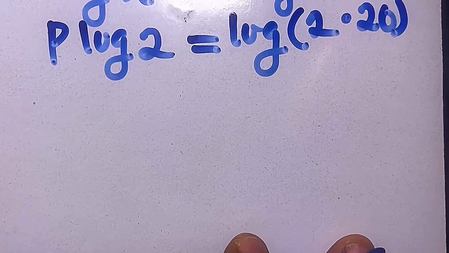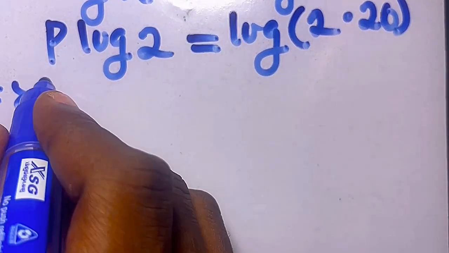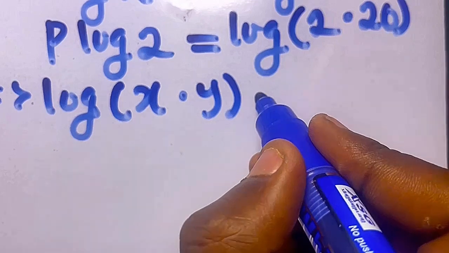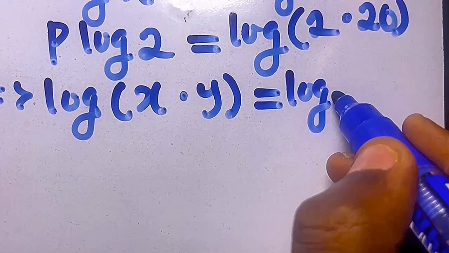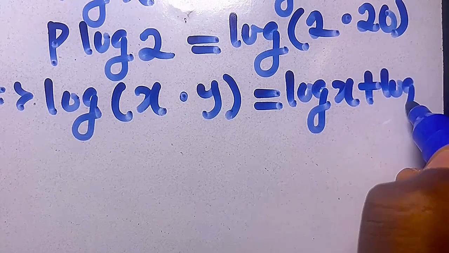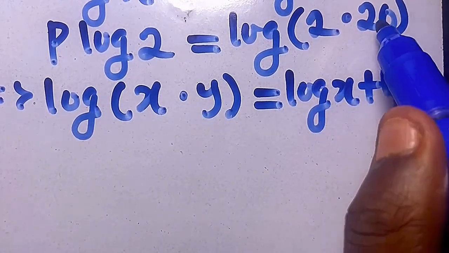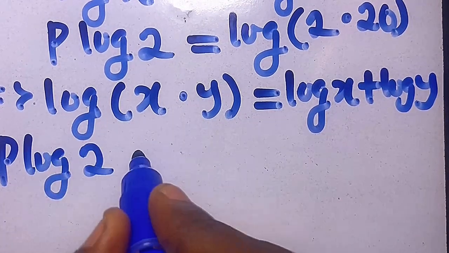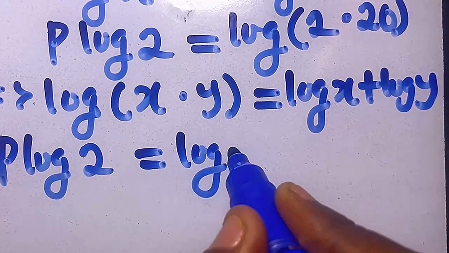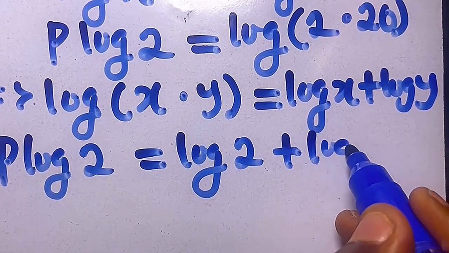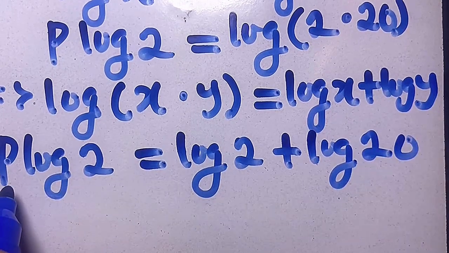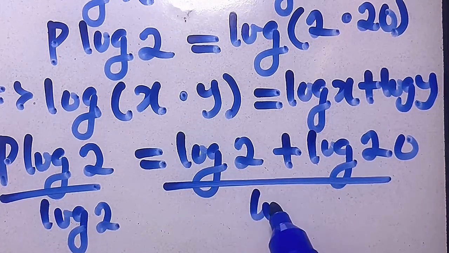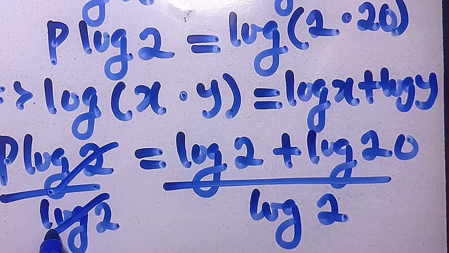So from here we should also note that if you have log of x times y, from the law of logarithm, this equals log x plus log y. So applying this, we will have p log 2 equals log 2 plus log 20. To make p the subject of the formula, we have to divide both sides by log 2, and this will cancel out this.